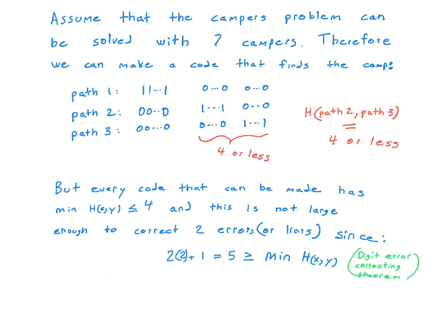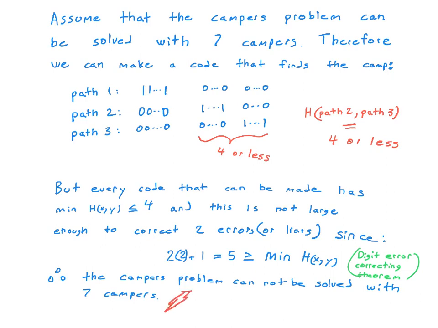And in conclusion, this means that the campers problem cannot be solved with 7 campers. So we have a contradiction. I'll give it the lightning bolt, get struck down there. Our assumption is wrong, and we must have 8 campers at a minimum to solve the campers problem.